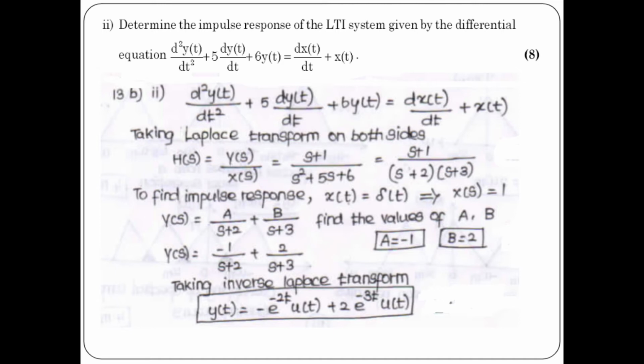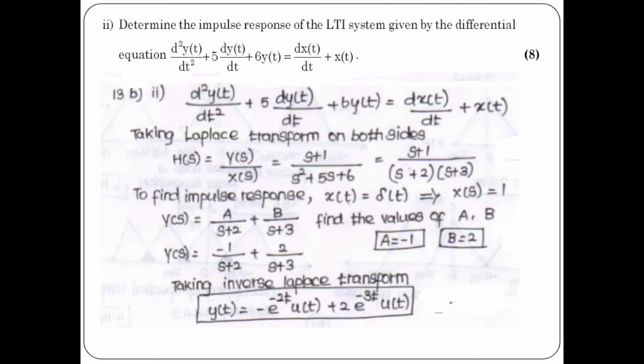Okay, s plus 2 into s plus 3. So to find the impulse response, first we have to find H(s). So what is H(s)? Transfer function. So transfer function is Y(s) by X(s). So instead of X(s), we have to substitute 1, so that Y(s) by 1 is equal to A divided by s plus 2 plus B divided by s plus 3.